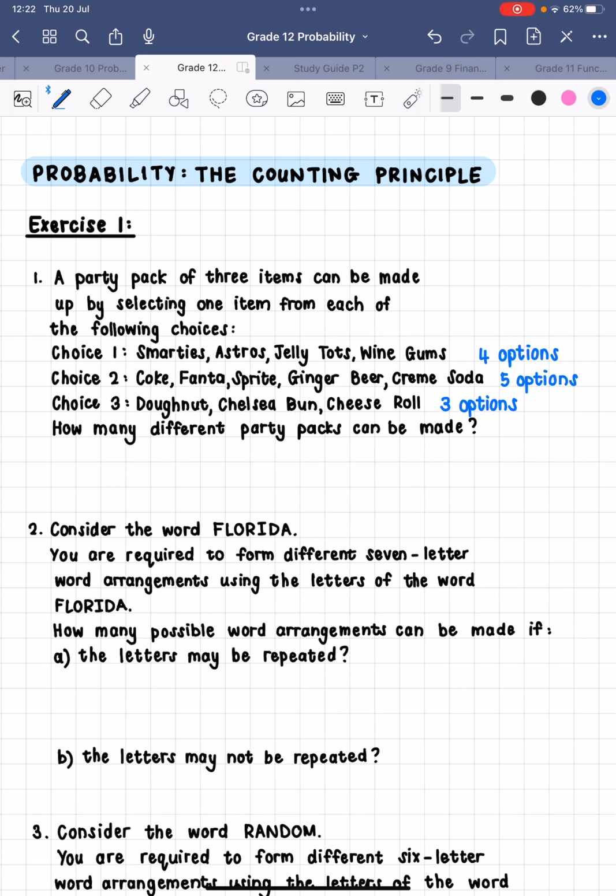Now, if we choose Astros and Coke and a donut, that's a 4th option. Astros, Coke and a Chelsea bun, that's a 5th option. All right, so we can physically count every single option like that, or what we can do is we can multiply the number of options for the first choice by the number of options for the second choice by the number of options for the third choice. That is the counting principle. You are going to multiply 4 and then 5 and 3, and that is going to give you the combination of total party packs that you can make.